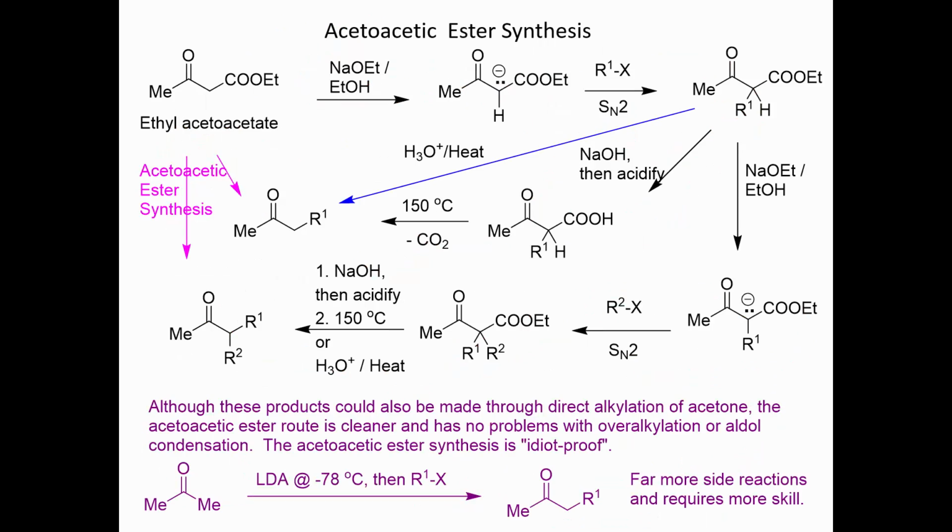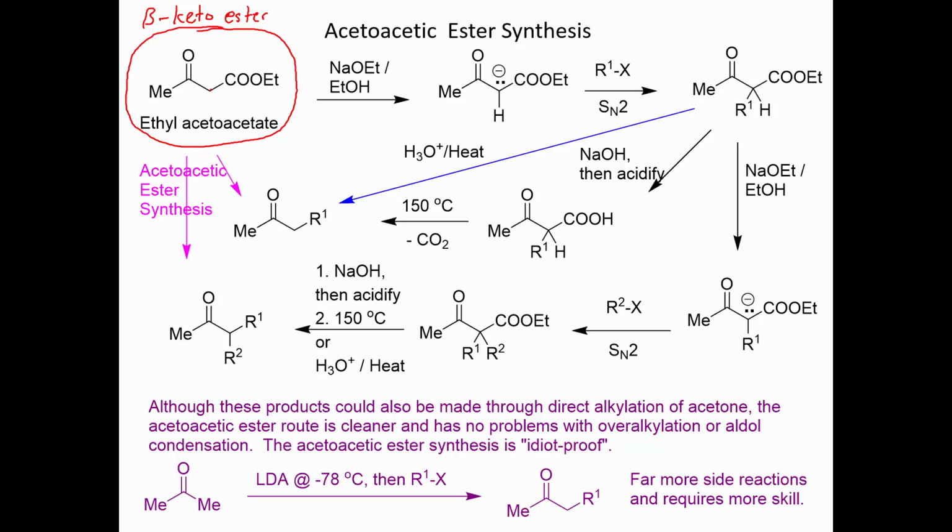All right, let's look at a way that doesn't require so much skill, and this is called the acetoacetic ester synthesis. It looks kind of convoluted here. It's quite a few steps. Our starting material is not going to be a ketone, but very often ethyl acetoacetate, which is a generic example of a beta-keto ester.